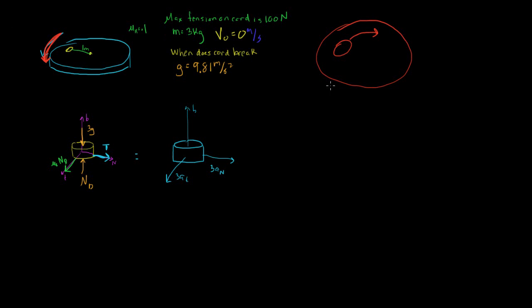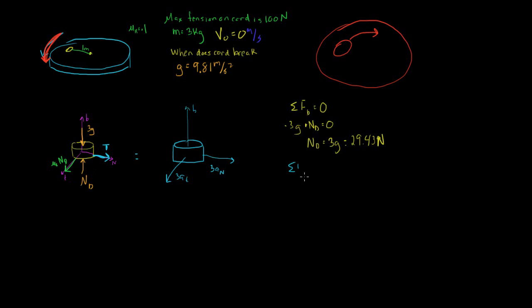So what that means is the sum of the forces in this binormal direction is equal to 0. If we sum our forces in this direction, we have minus 3 times gravity plus our normal force of the disc is equal to 0. So our normal force of the disc is equal to 3 times gravity, or 29.43 newtons. That's good, because we need that ND when we sum our forces in our tangential direction.